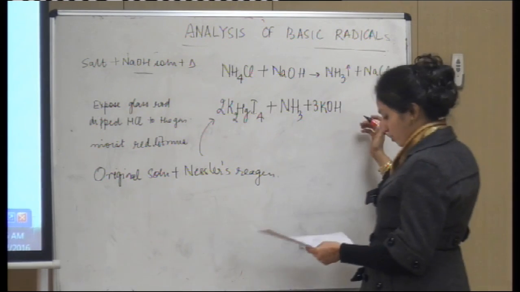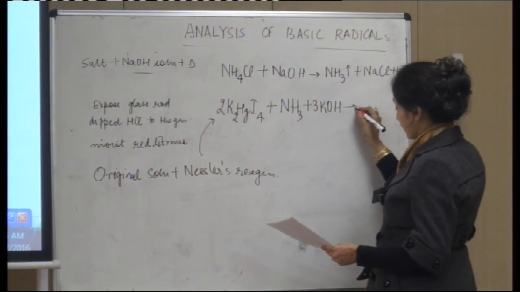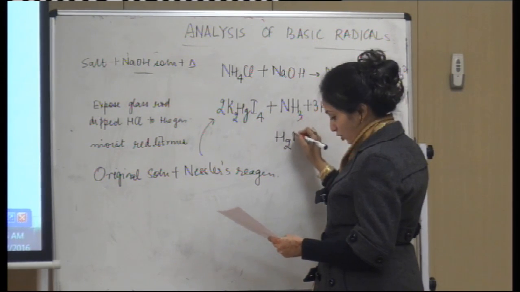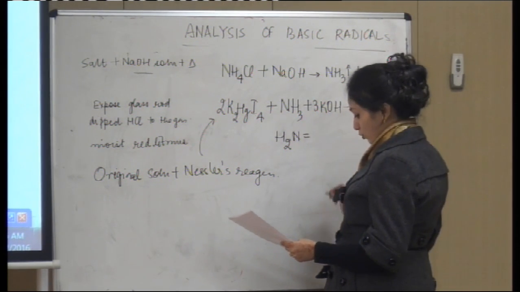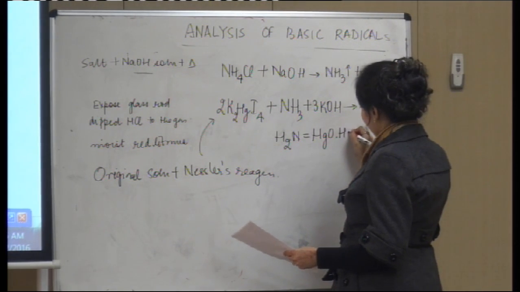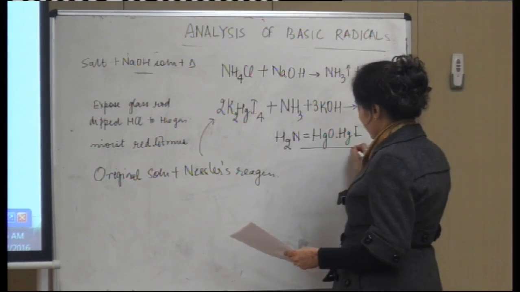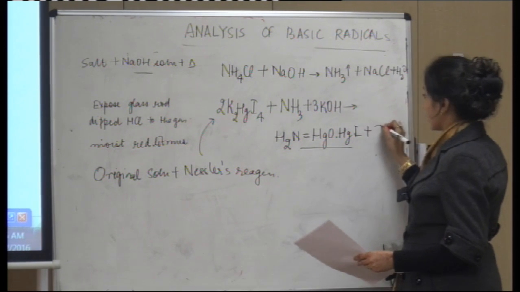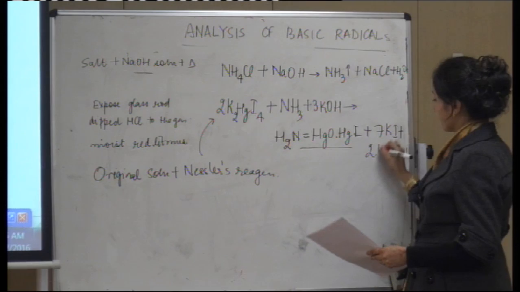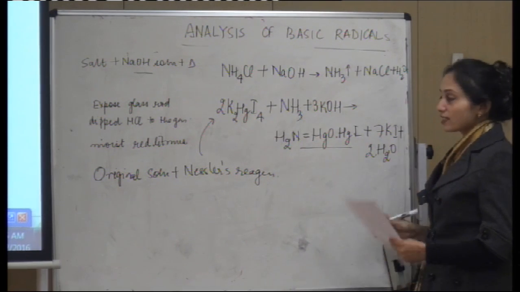So just the reaction with potassium. That will give us a kind of a precipitate which has the formula H2N double bond HgO dot HgI. This will be a brown colored precipitate plus 7KI plus 2 water.